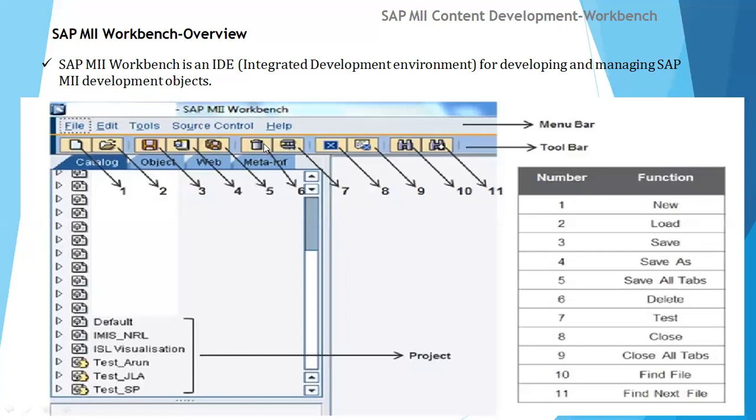And this is delete. If you want to delete one particular object, you can click on the delete button and it will be deleted from the SAP MII database. And number 7 is for test. Suppose you have created one object and you just want to test how it works. You can click on the test button and it will execute your transaction, your queries or your display template. Anything you want to execute, you can click on test.